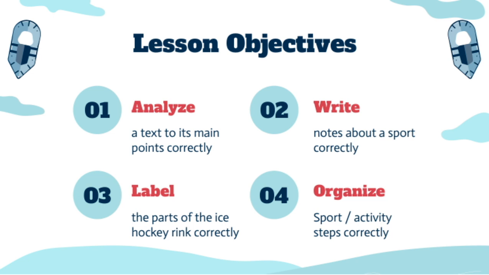Third, we'll focus on identifying and explaining the steps involved in a sport or activity, which helps us understand the process better. Lastly, we want to be able to organize the parts of the ice hockey rink correctly and label them properly. These objectives are all connected because they help us develop a comprehensive understanding of the sport, whether it's describing, explaining, or organizing the different elements. By the end of this lesson, you'll be able to do all these things confidently.